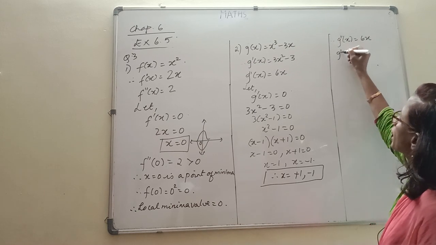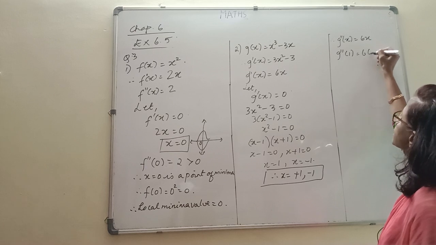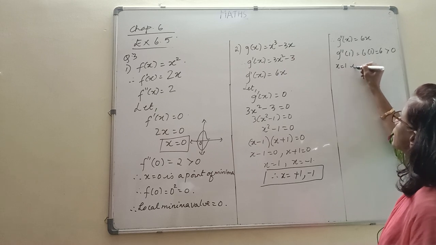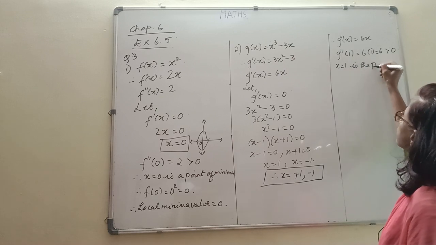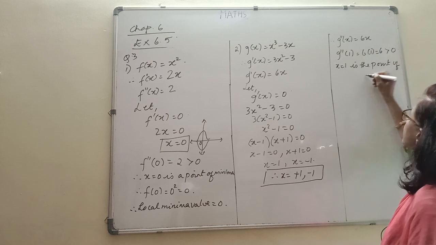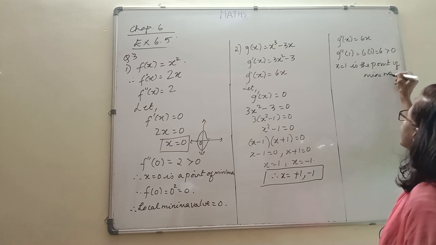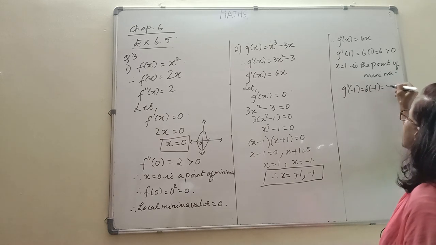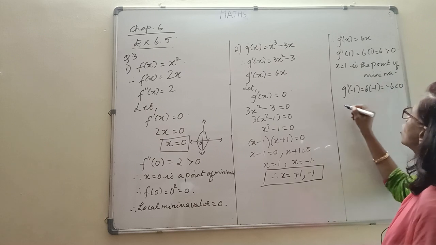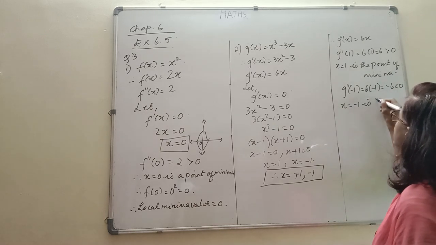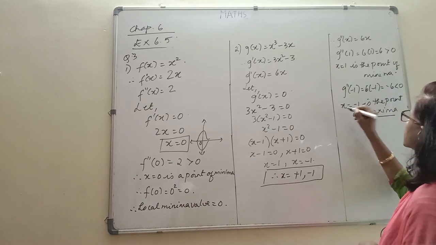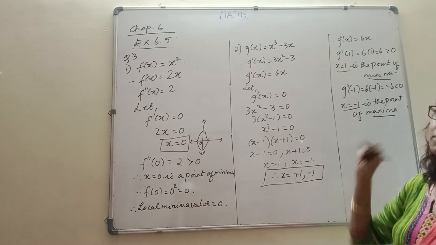So we'll decide what happens at 1. At 1 it is 6 times 1, which is 6, which is positive, which means that x equal to 1 is, because it's positive, the point of minima. And so also if you look at minus 1, then it is 6 times minus 1, minus 6, which is less than 0. So x equal to minus 1 is the point of maxima, because you have a lesser value. So that's clear to us, which is the point of maxima and which is the point of minima.